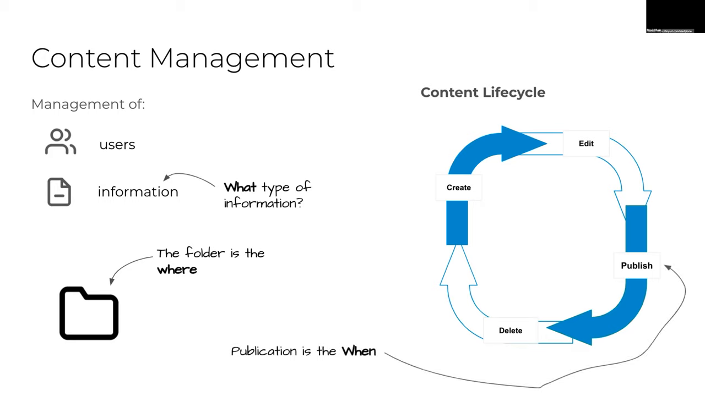And the content lifecycle accounts for publication. When is it going live? Is it scheduled to go live, or is it just going to go live as soon as you finish publishing? And when is it removed, archived, or deleted? All of those are important considerations. And of course, who can do what? It's not just that you have users. Users have different permissions. And all of those are important considerations.